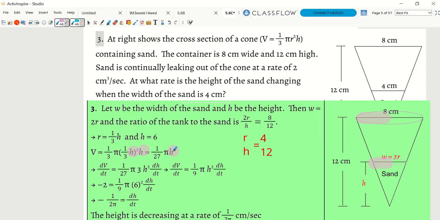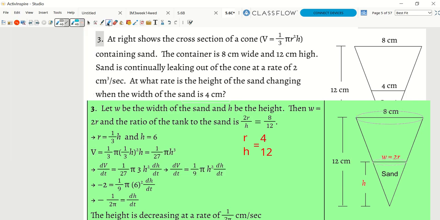H squared times H is H cubed. 1/3 squared is 1/9 times 1/3 is 1 over 27, and the pi carries over. Now I take the derivative of this, okay? You're basically going to get a V prime and an H prime at the very end, and then the 3 moves over to the left because of the power rule. 3 over 27 is the same thing as 1 over 9, okay? And then H cubed becomes H squared, again through the power rule. Pi carries down. So basically this is your derivative here, okay?